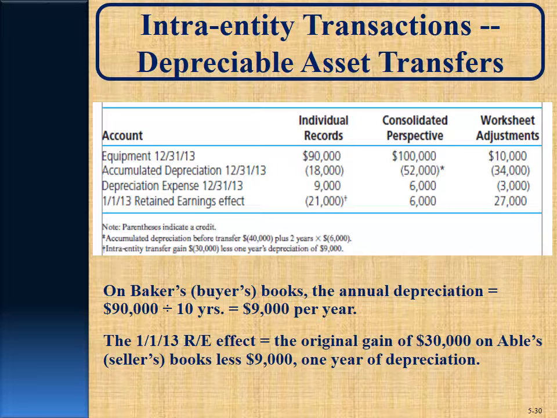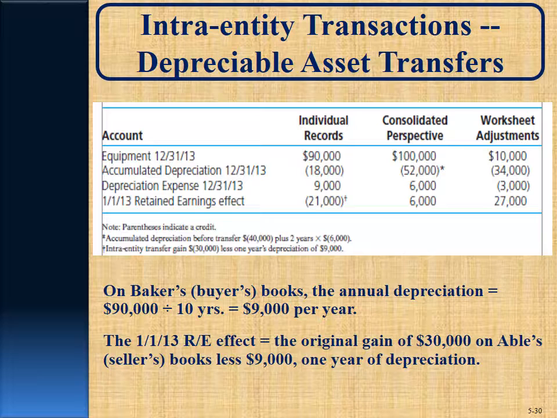Well, when Able sold it to Baker, it had a $40,000 balance. Well, we would have recorded $6,000 last year and $6,000 this year of depreciation. So the balance should be $52,000. So you need to increase accumulated depreciation $34,000. Depreciation expense right now stands at $9,000. It should only be $6,000. So you need to decrease depreciation $3,000.